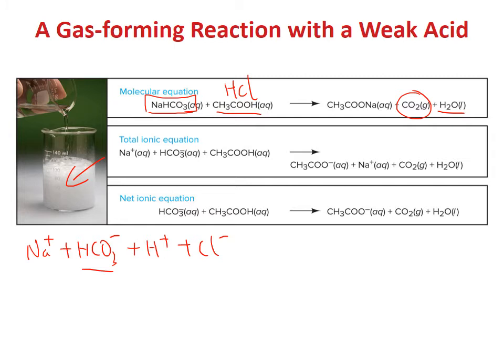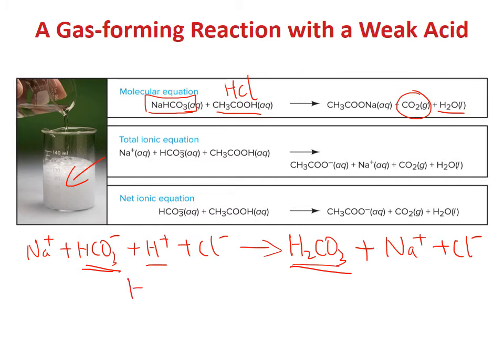This weak base combines with hydrogen ion and gives its conjugate acid. This weak base becomes its conjugate acid, carbonic acid, plus the spectator ions, sodium ion and chloride ion. Now, whenever you see carbonic acid, you should know that this is a very unstable substance. It immediately decomposes into water and CO2.